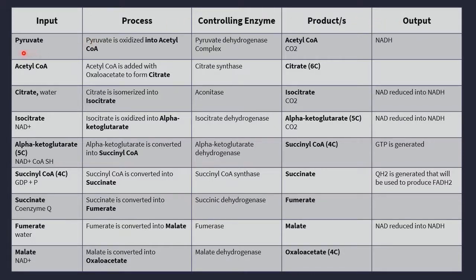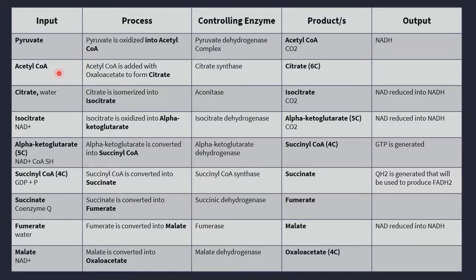If you can remember, pyruvate is introduced into the Krebs cycle. Pyruvate is a product of glycolysis. In the Krebs cycle, pyruvate is oxidized into a molecule called acetyl-CoA. This is done by the enzyme called pyruvate dehydrogenase complex. There are 2 products that are generated in here. One is the acetyl-CoA molecule and another one is carbon dioxide. While NADH is produced from the process.